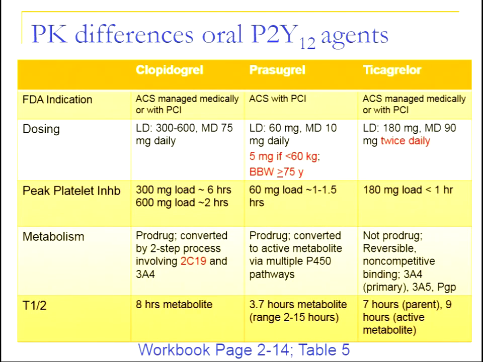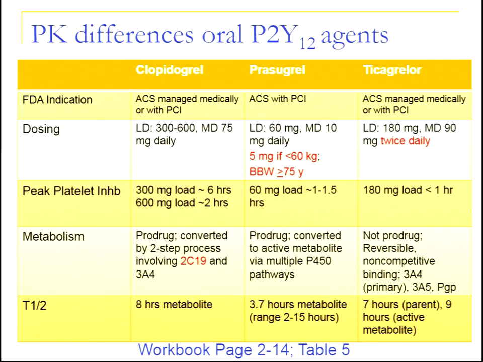And in the package insert of clopidogrel, there is a drug interaction. There's a black box warning, and it says avoid esomeprazole and omeprazole, because they are potent 2C19 inhibitors. And I realize in the community that some physicians are going to not pay attention to that, but I want to point that out for you.